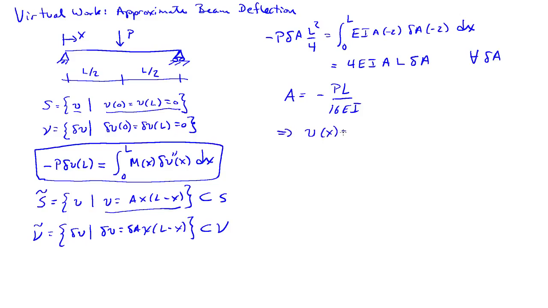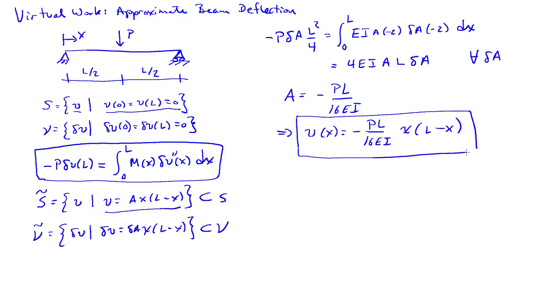V of x is equal to minus PL over 16 EI times x times (L minus x). So that gives me my approximate motion to the system. In this problem, we happen to know what the center deflection is. It's a simple problem to solve, say, with a differential equation. So the center deflection is PL cubed over 48 EI, so we could evaluate this and determine the error.